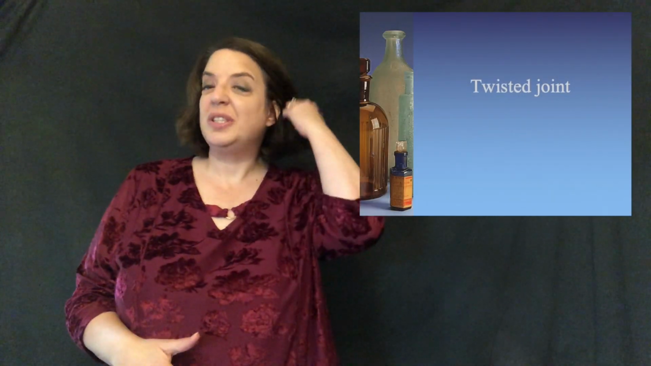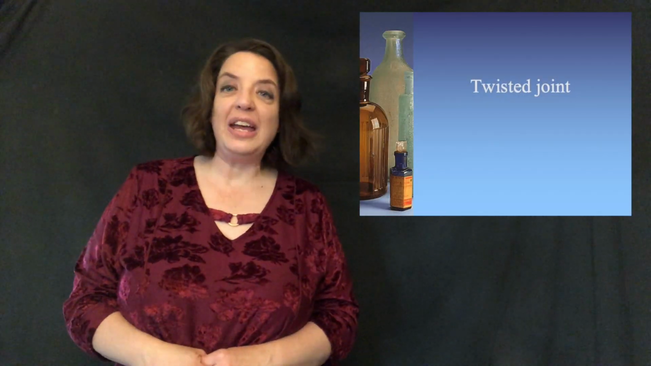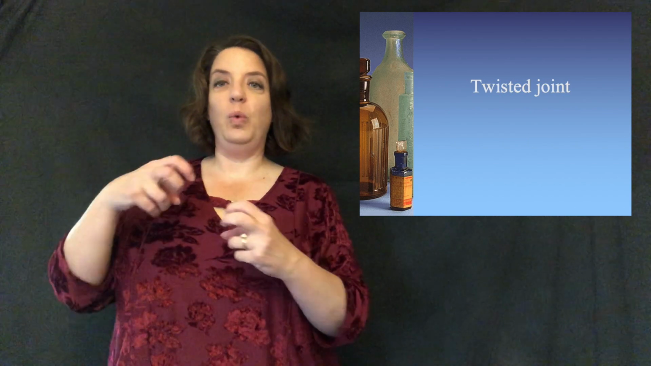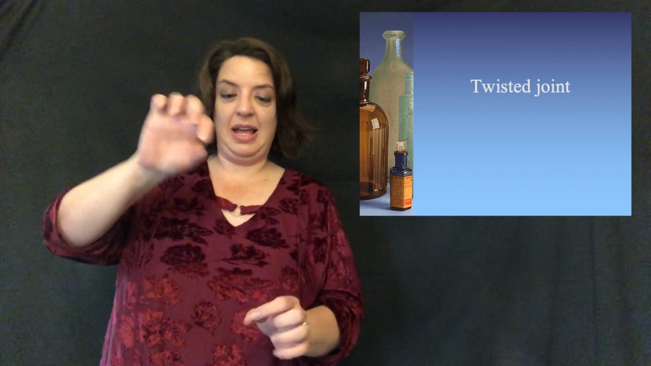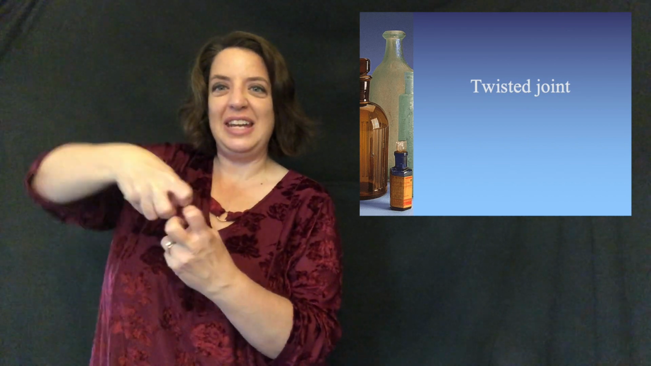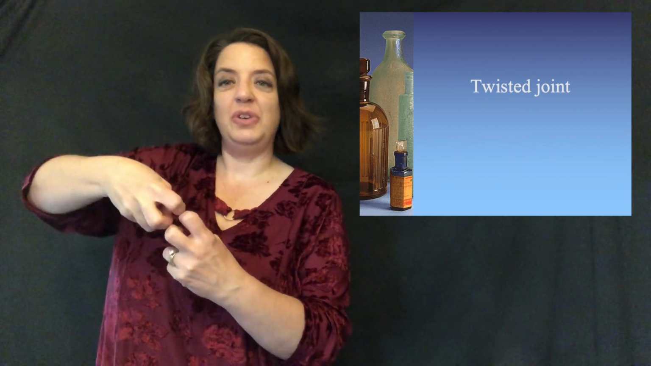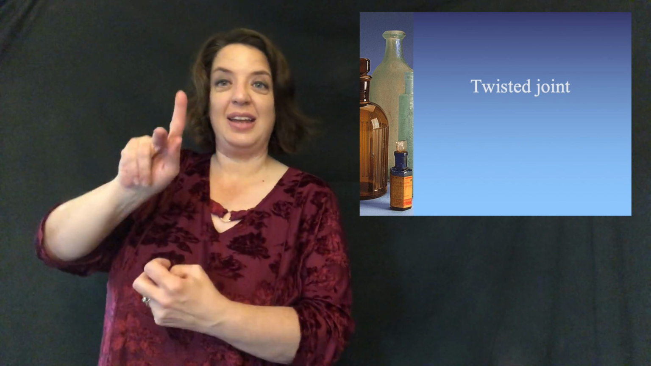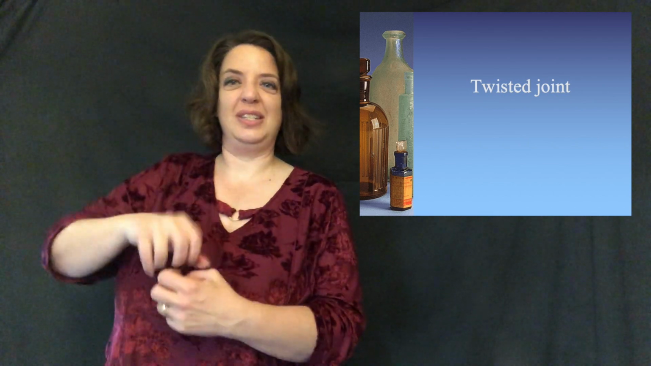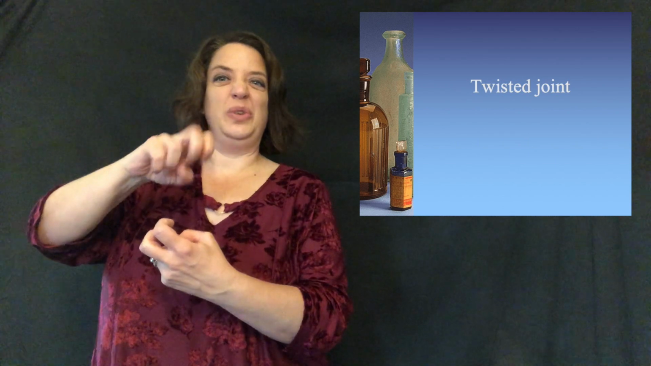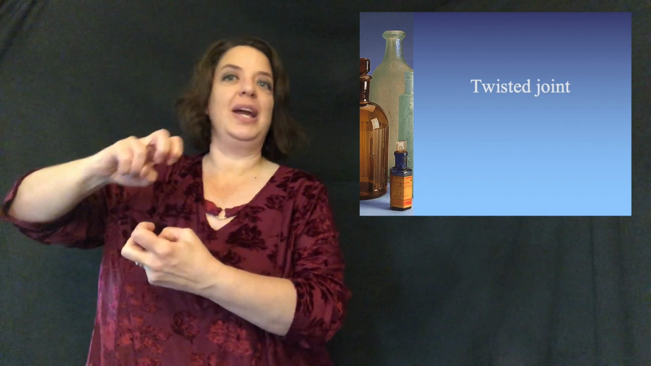Then you might have a twisted joint, like maybe you twisted your ankle or your knee. So think about what a bone looks like, right? The way it kind of gets bigger at the end. So think about your knee, and then it bends this way. So if you have a joint that's twisted, it does that. So my knee is twisted, or my ankle, I twisted it, okay? So again, that's a classifier showing how that sprain or that twisting looks.